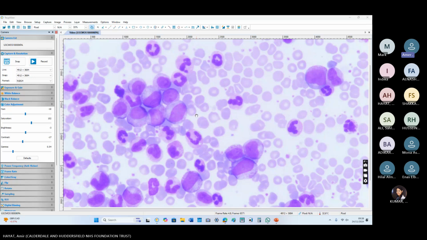The blood film picture is consistent with the most probable diagnosis of chronic myeloid leukemia, or you can say it is most likely a myeloproliferative neoplasm, probably chronic myeloid leukemia. We need to send peripheral blood for BCR-ABL1 screening. So you will confirm the diagnosis by BCR-ABL1.